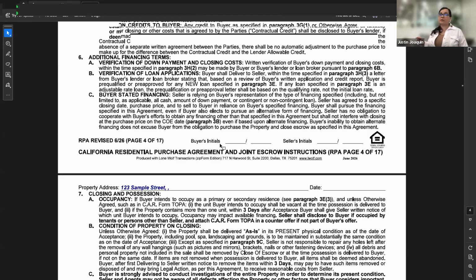Buyer shall pursue the financing specified in the agreement, even if buyer also elects to pursue an alternate form of financing. Seller has no obligation to cooperate with buyer's efforts to obtain any financing other than that specified in the agreement. This is the key. But shall not interfere with closing at the purchase price on the close of escrow date, even if based on alternate financing. Buyer's inability to obtain alternate financing does not excuse buyer from the obligation to purchase the property and close escrow as specified.